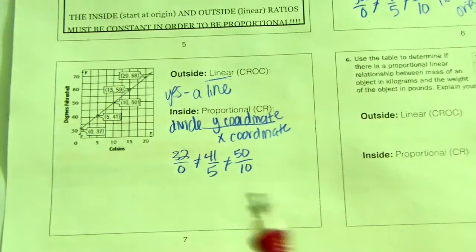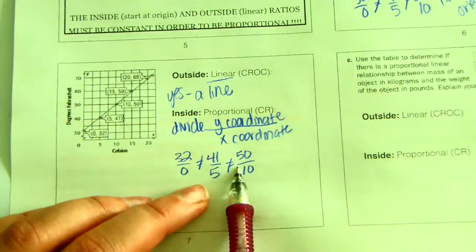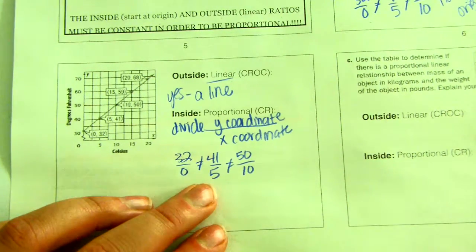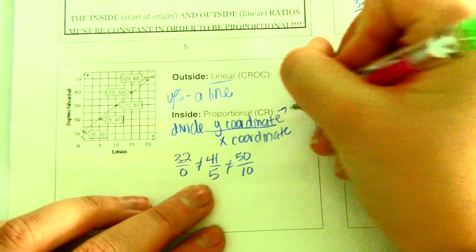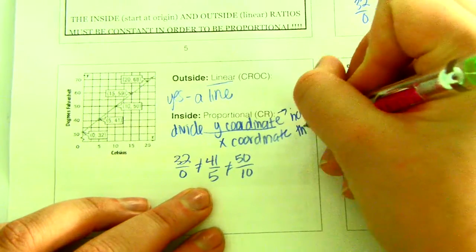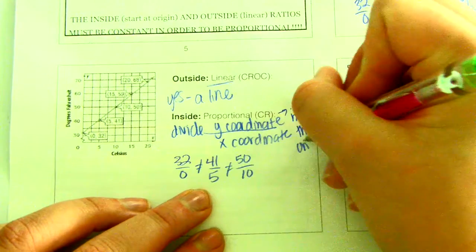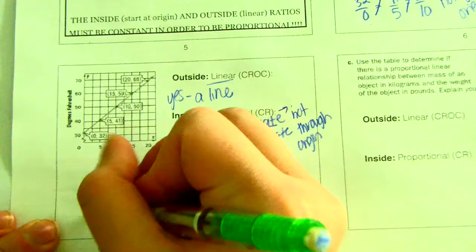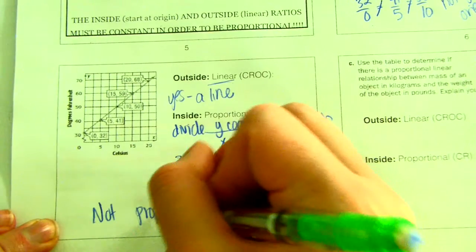So yes, it's a line. No, it's not: it does not go through the origin. So not through origin. Therefore, this relationship is not proportional.